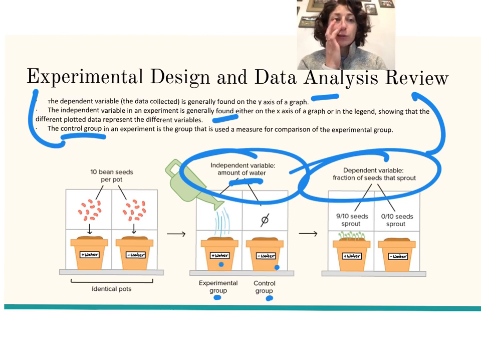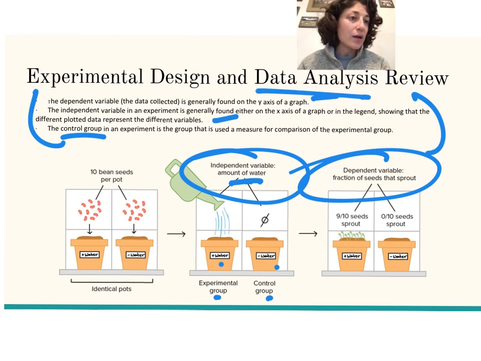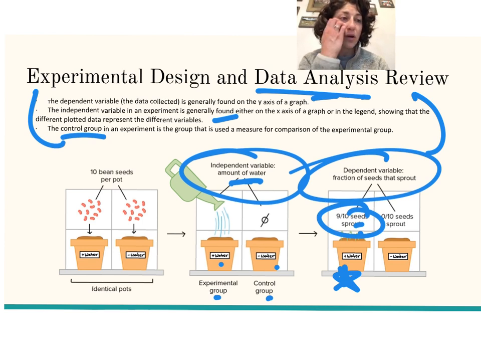Okay, and then our independent and dependent variables help us figure out what the purpose is. So the purpose is to figure out what is the effect of the amount of water on the fraction of seeds that sprout, the germinating seeds. And when we're looking at data analysis, we can clearly see that there are 9 out of 10 seeds that sprout in the experimental group where water was added, and there are 0 out of 10 seeds sprouted with no water. So we know that when you add water, it will increase the seeds that sprout.